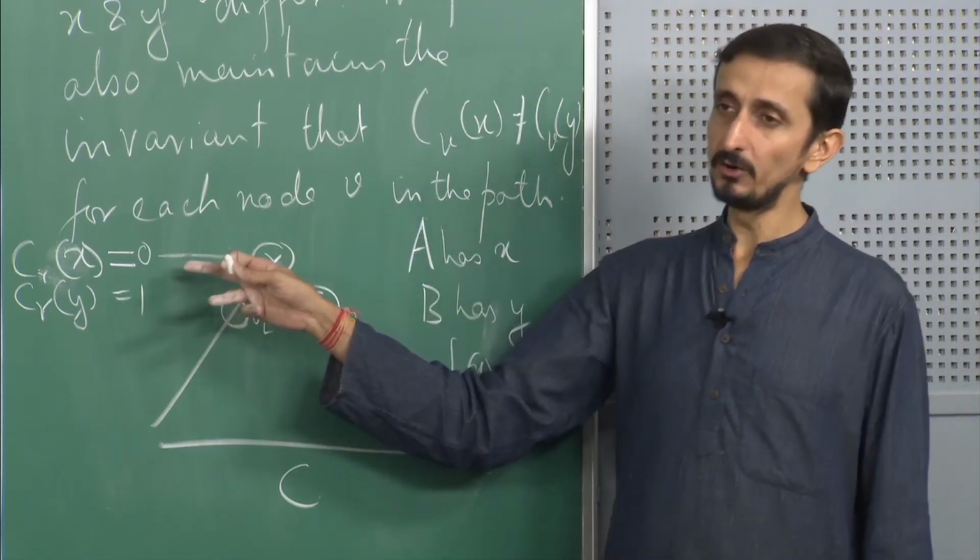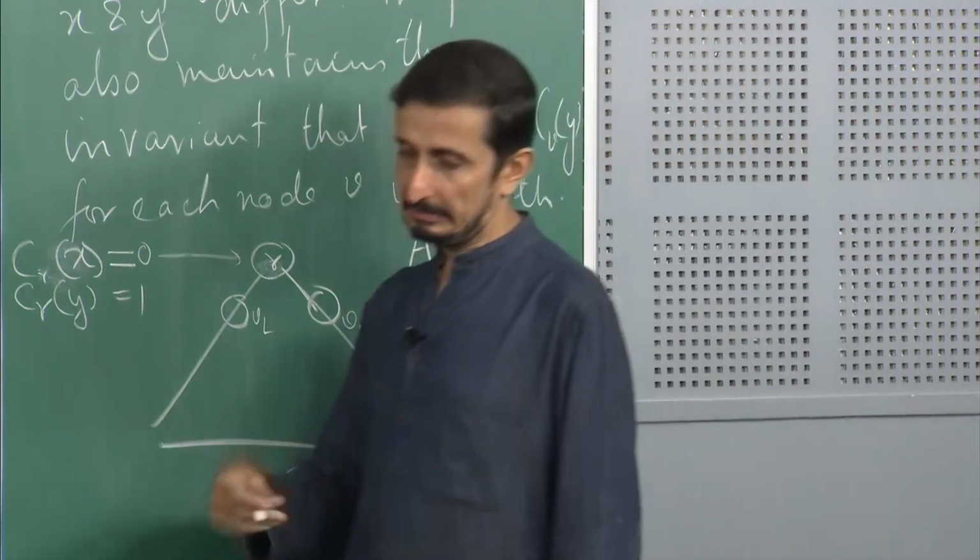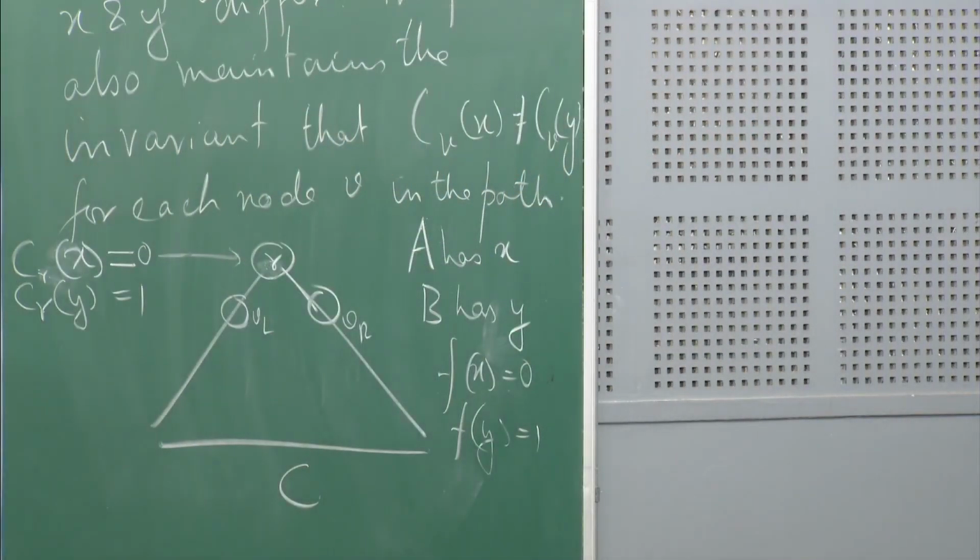But which of the two is 0 determines whether Alice would want to go left or right, and that is what Alice would communicate to Bob. And this is the entire idea of the proof. Okay.